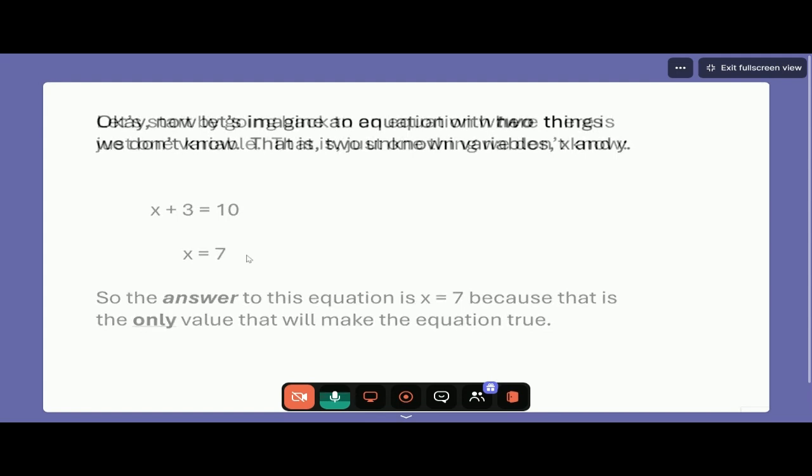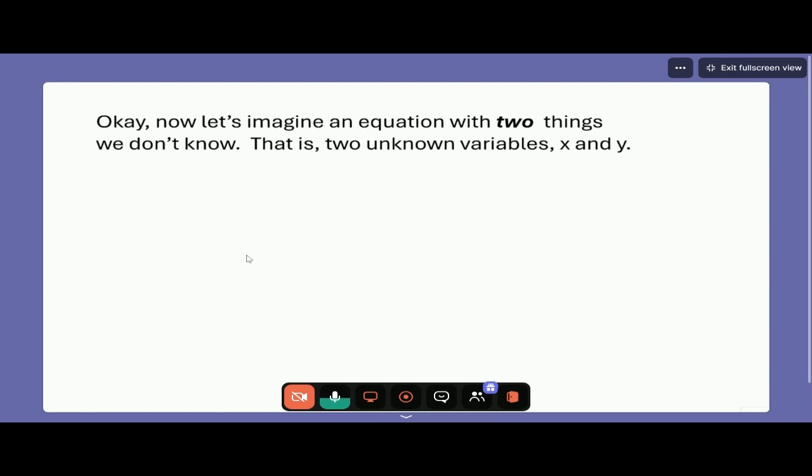Now let's step that up and imagine an equation where there's two things we don't know. We're just going to call them x and y, but they could be anything. So there we have a very similar equation to the last one, except instead of x plus 3 equals 10 with one unknown, I have x plus y equals 10 with two unknowns. And since we just did that last question, you might think, oh yeah, I remember 7 and 3 made that true, right? If I stick in a 7 for x and a 3 for y, I get a statement that says 7 plus 3 equals 10, which is a true statement.